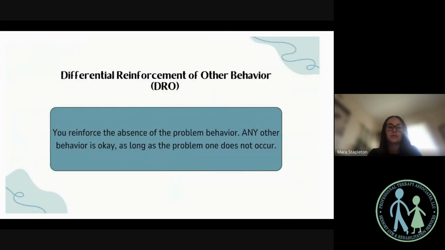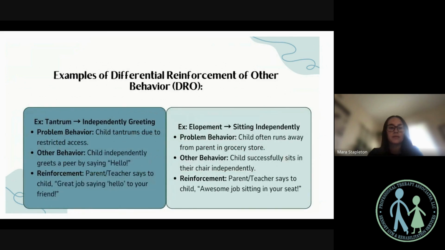Moving on to differential reinforcement of other behavior, you reinforce the absence of the problem behavior. Any other behavior is okay as long as the problem one does not occur. An example would be tantruming. The other behavior would be independently greeting. So the problem behavior, child tantrums due to restricted access. The other behavior, the child independently greets a peer by saying hello. And reinforcement, the parent or teacher says to the child, "Great job saying hello to your friend."